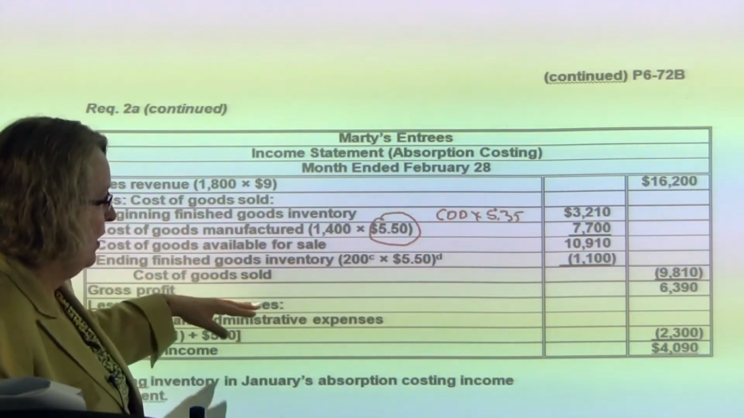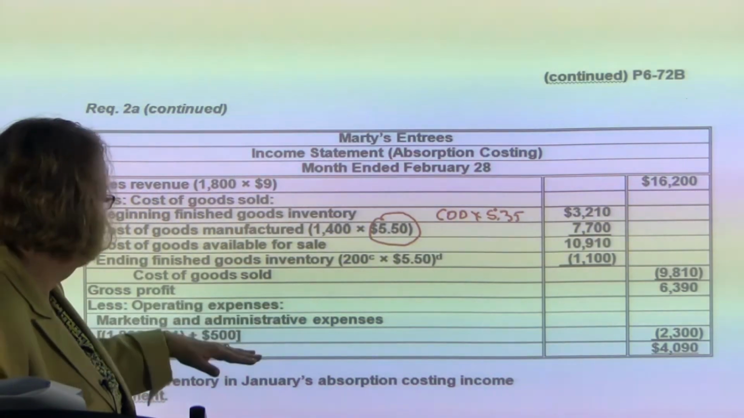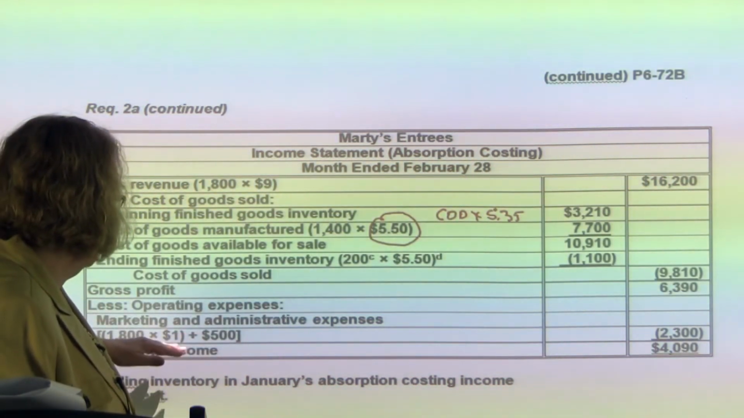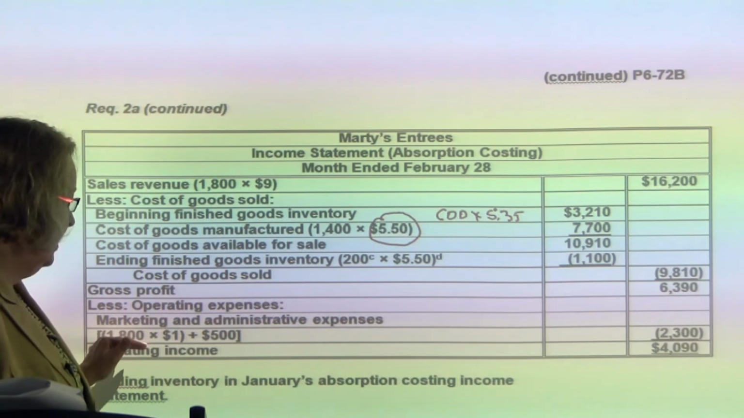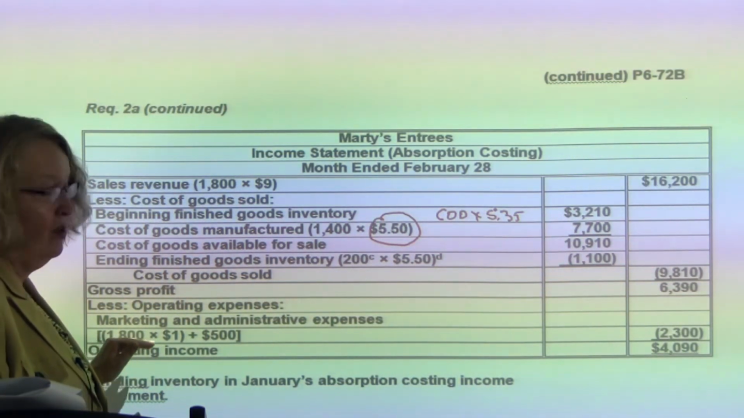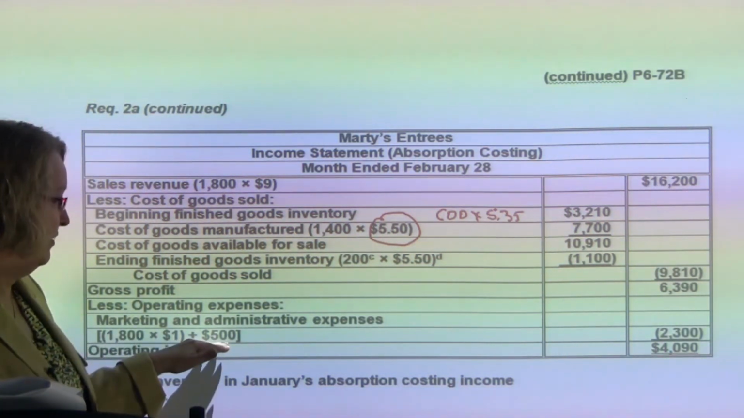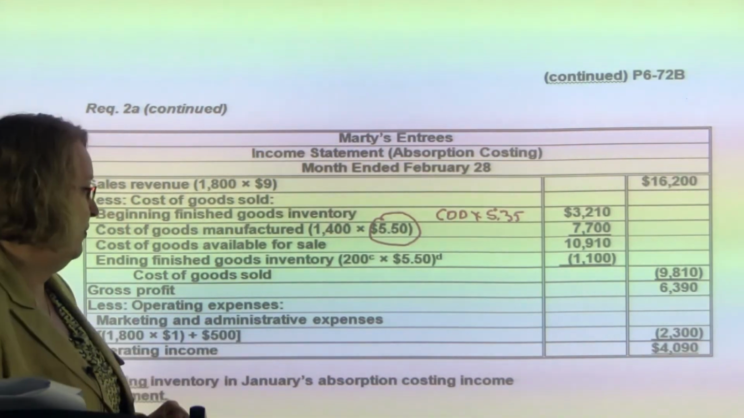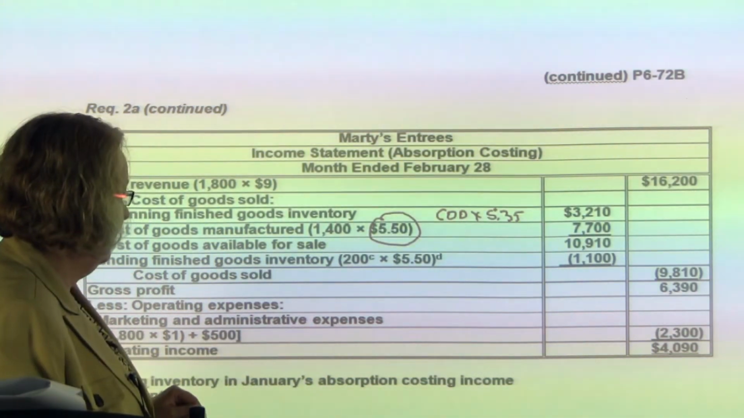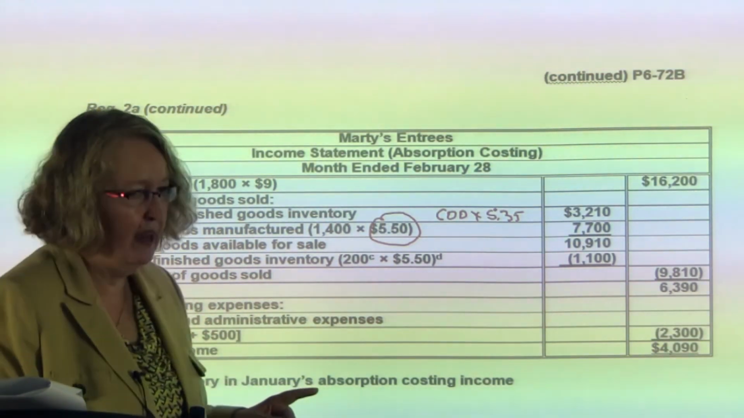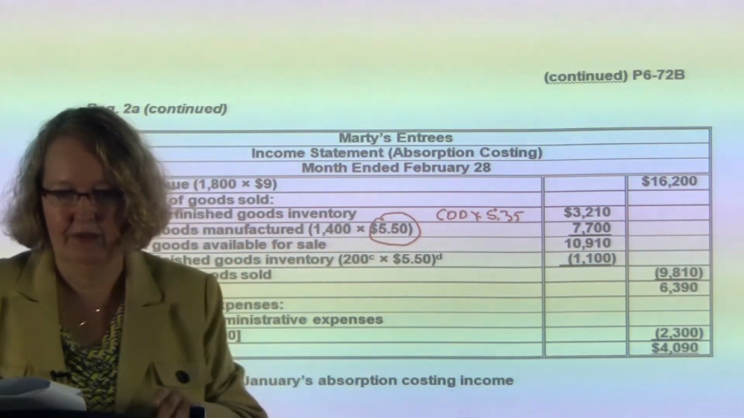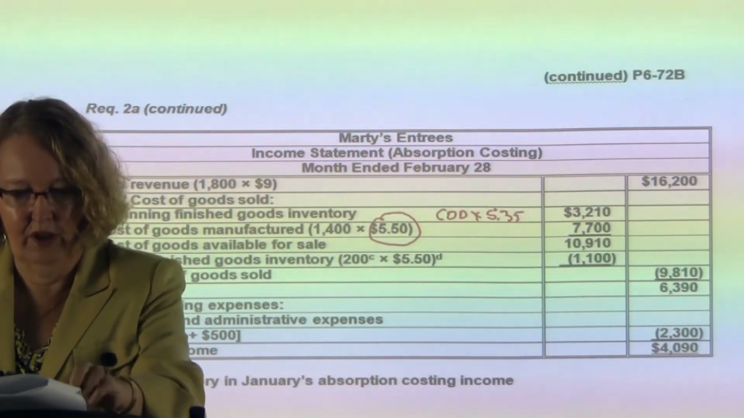So we have gross profit now of $6,300. Now we have to deduct our marketing and administration. So it's 1,800 units times $1 per unit plus the 500 will give you 2,300. So operating income here is $4,090. So that's under absorption costing.